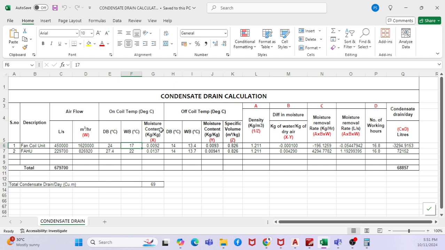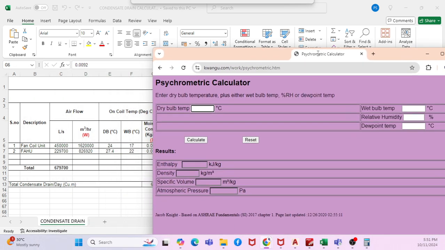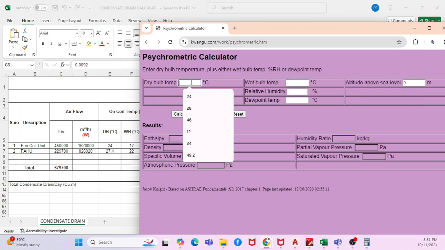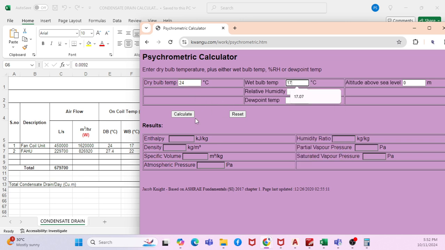and a wet bulb temperature, you can calculate how much moisture content, the humidity ratio. Say for example, if I go to one of the psychrometric calculators, I'm going to enter the dry bulb temperature, which is 24 degree Celsius, and the wet bulb temperature will be 17 degree Celsius. When I do the calculation, I am able to get the humidity ratio.